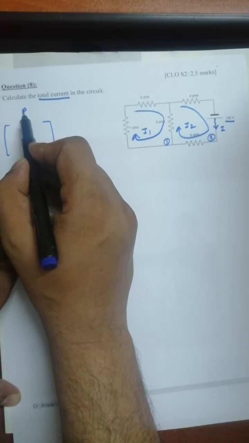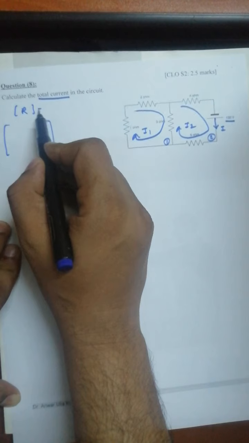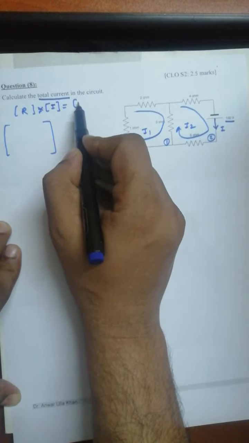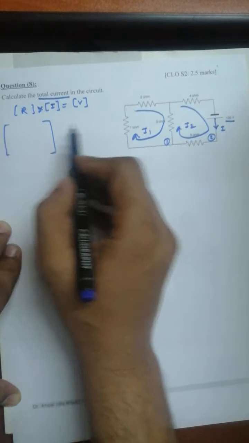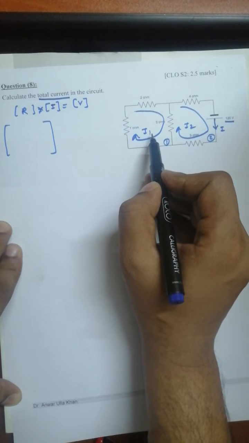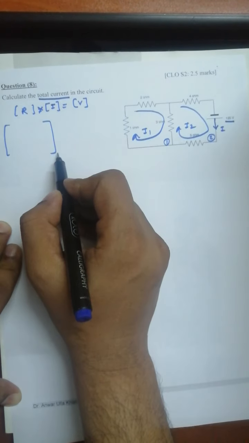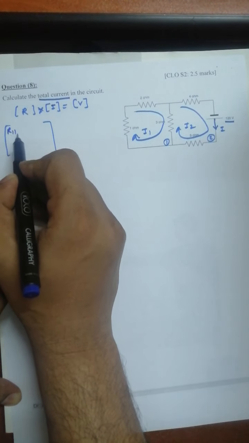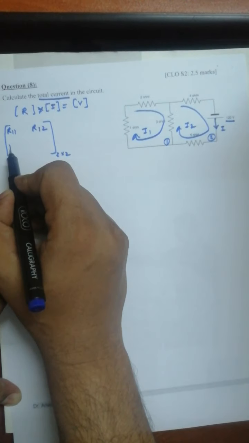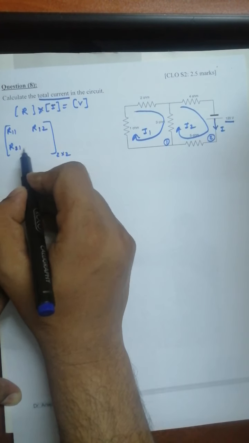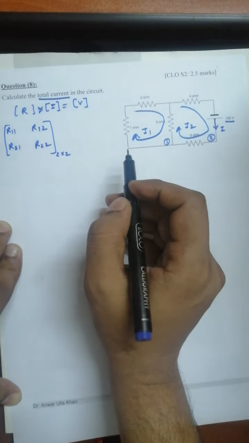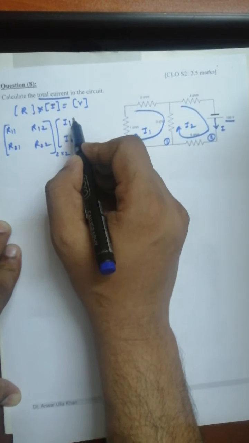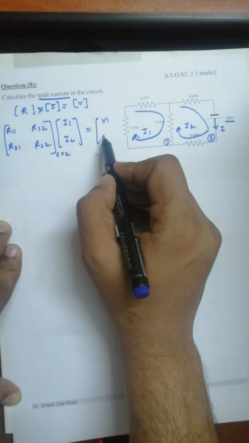This is resistance, multiplied by current, equals voltage. This is your Ohm's law in matrix form. Because there are two meshes, mesh 1 and mesh 2, it will be a 2 cross 2 matrix: R11, R12, R21, R22, multiplied by I1, I2, equals V1, V2.